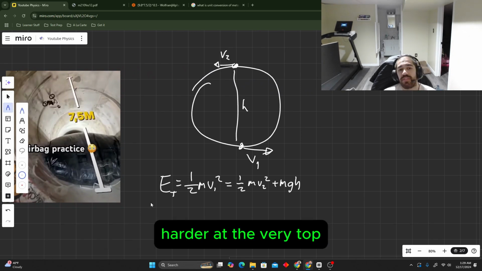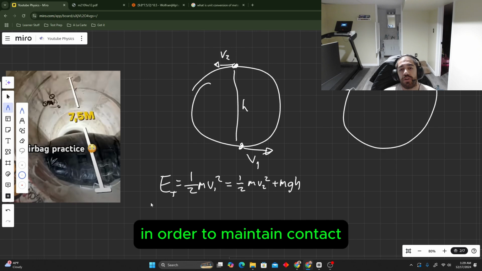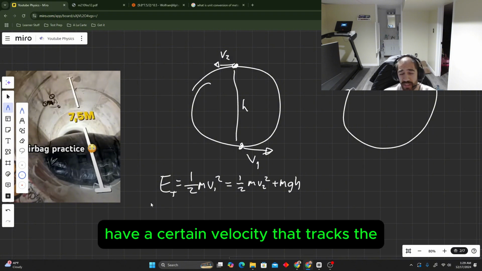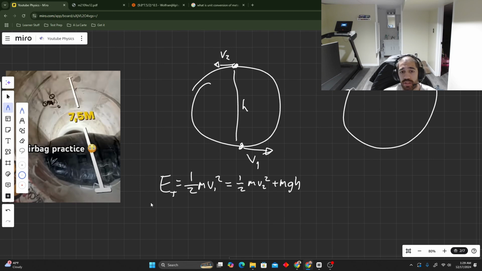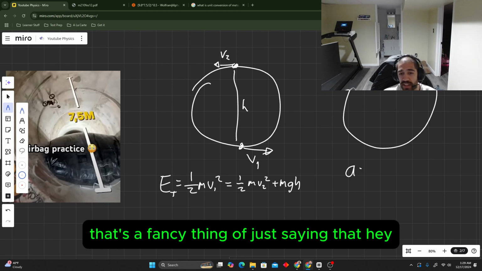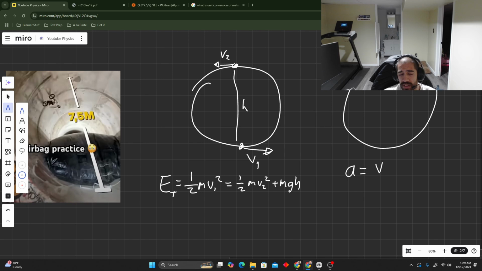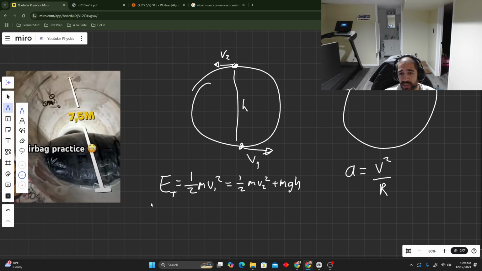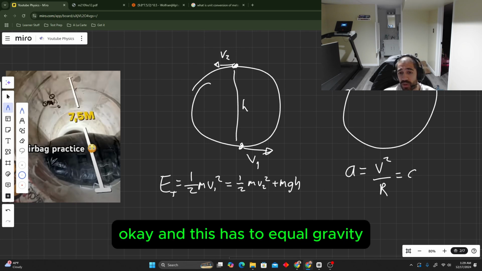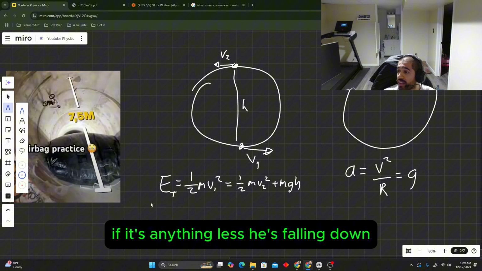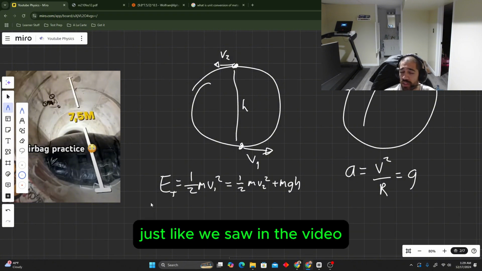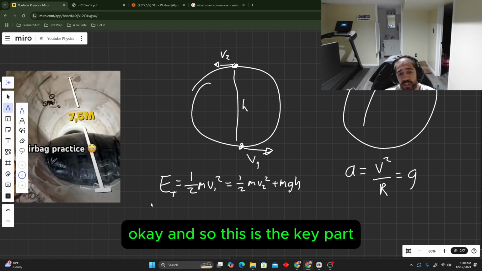Okay, and if we were to look a little bit harder at the very top, in order to maintain contact, he is going to need to have a certain velocity that tracks the centripetal acceleration. That's a fancy way of just saying that this acceleration is equal to the velocity squared over the radius. Okay? And this has to equal gravity. If it's anything less, he's falling down. Gravity's pulling him faster. He's going just like we saw in the video.